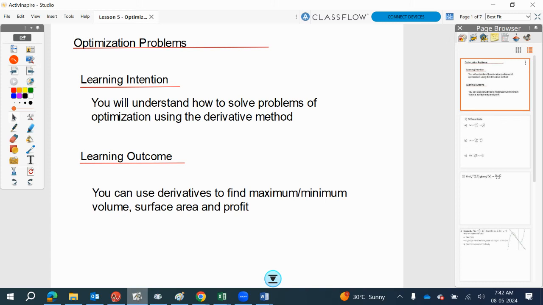Okay, today we're going to review a couple of the things we've seen so far on the course, and then I'll introduce the idea of optimization problems. I'd like to start off with some derivatives.